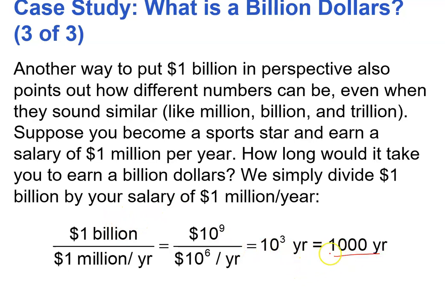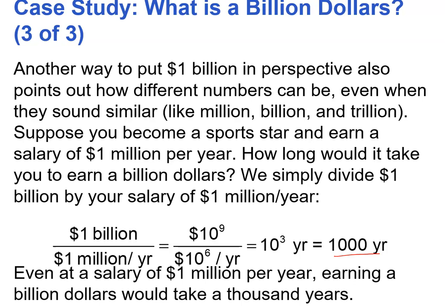So that's kind of crazy. You think $1 million is a lot of money if they're earning $1 million a year, but it's going to take them 1,000 years to make $1 billion. Even at a salary of $1 million per year, earning $1 billion would take 1,000 years. Crazy.